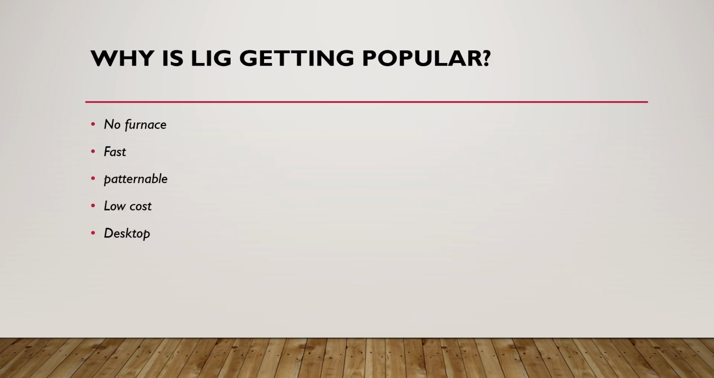So why is it getting popular nowadays? Actually, there are 5 to 10 reasons. I just list 5 reasons here. First, there is no furnace. In CVD, we need a temperature of around 1000 degrees Celsius. Obviously, it varies, but LIG works on just your desk. That's why it's called the desktop revolution.